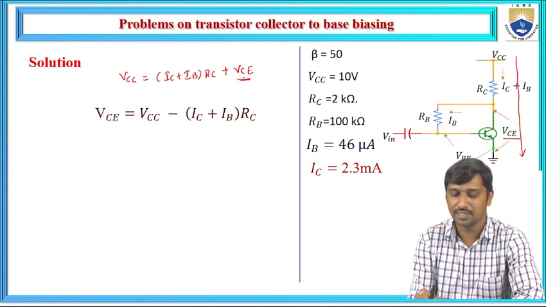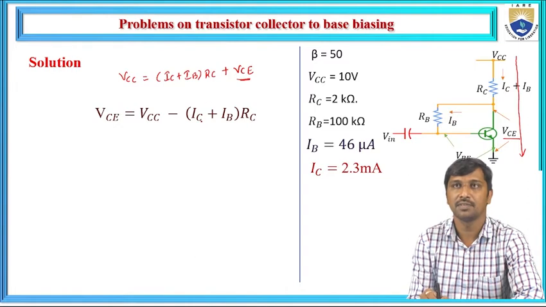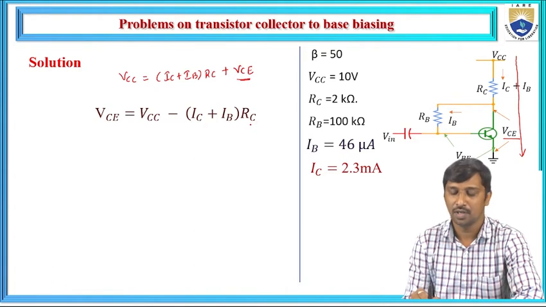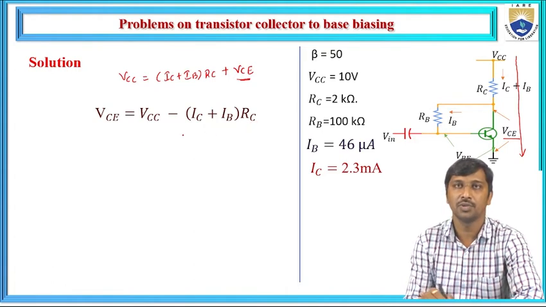So what is VCE? VCE is equal to VCC minus (IC plus IB) times RC. If you observe this relation, VCC is a known parameter, IC and IB we already obtained, and RC is mentioned in our problem. Now we can substitute all these values to find the VCE parameter.